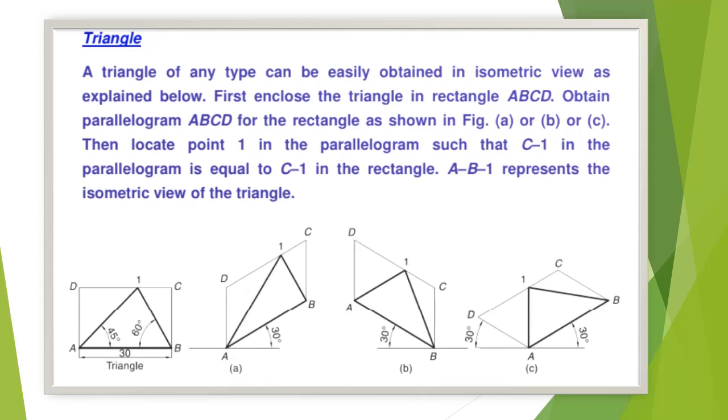First, enclose the triangle in rectangle ABCD. Obtain parallelogram ABCD for the rectangle as shown in figure. Then locate point 1 in the parallelogram such that C1 in the parallelogram is equal to C1 in the rectangle. AB1 represents the isometric view of the triangle.